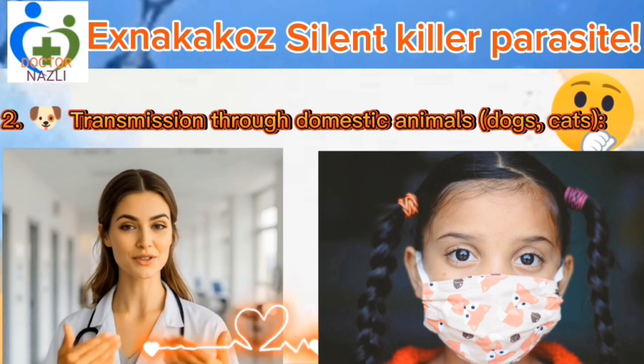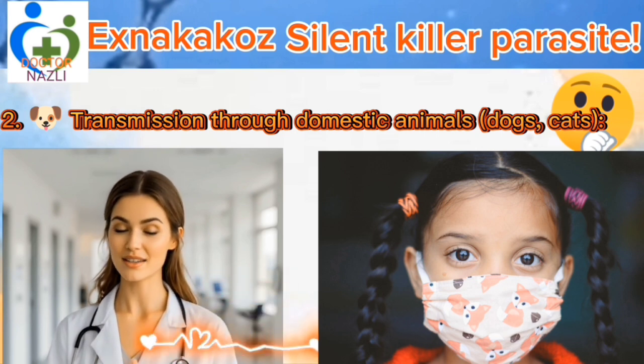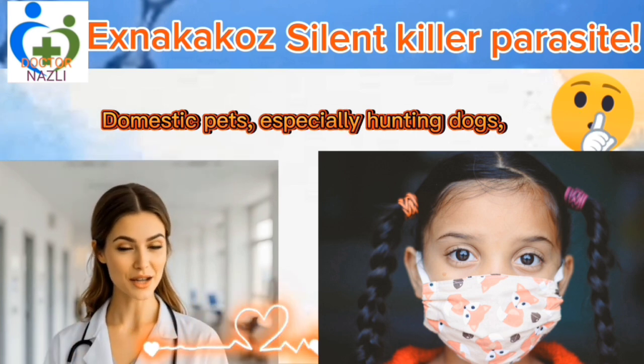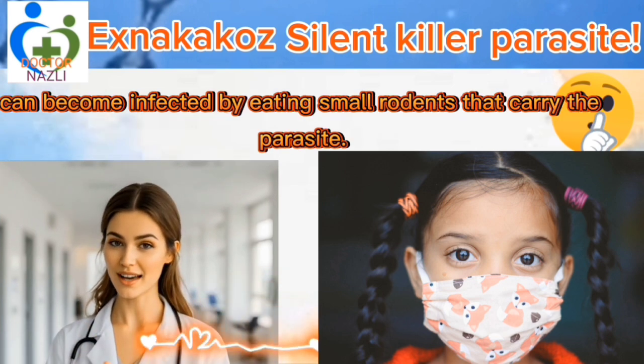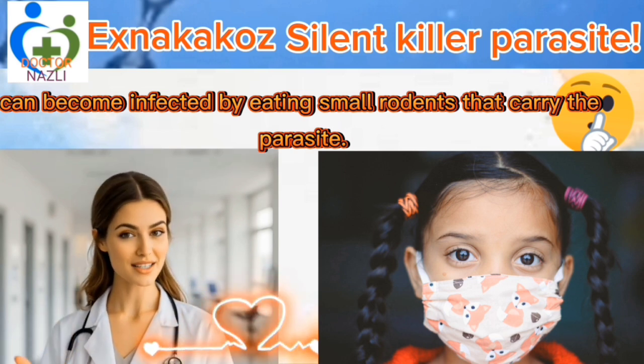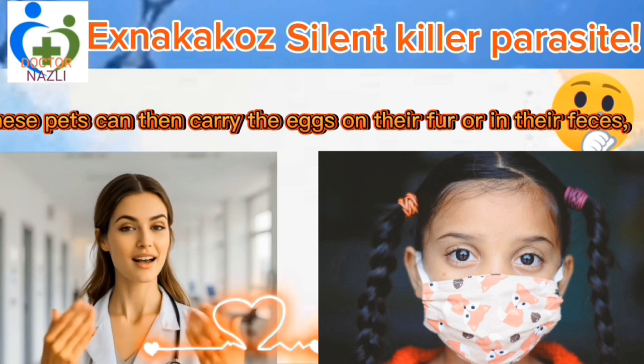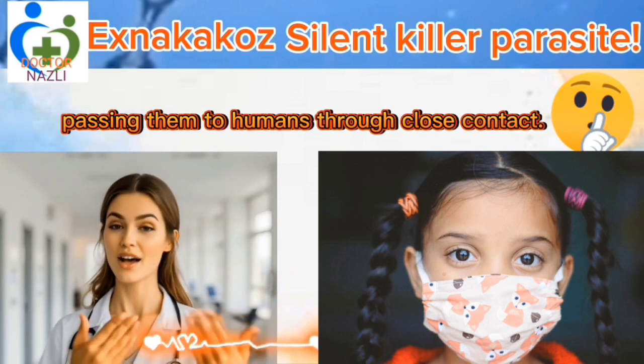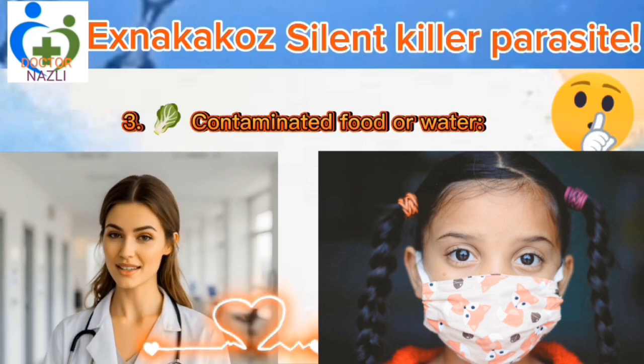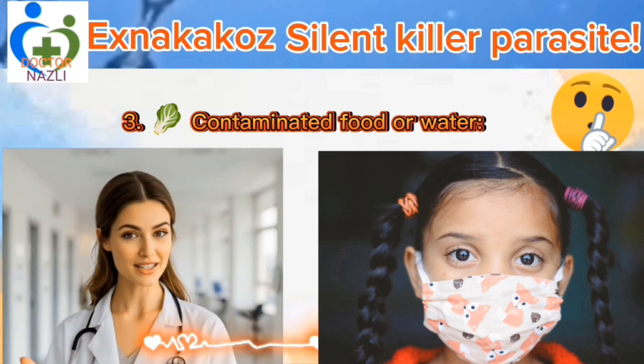2. Transmission through domestic animals: dogs and cats. Domestic pets, especially hunting dogs, can become infected by eating small rodents that carry the parasite. These pets can then carry the eggs on their fur or in their feces, passing them to humans through close contact.